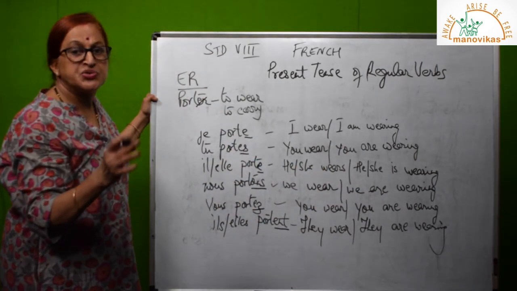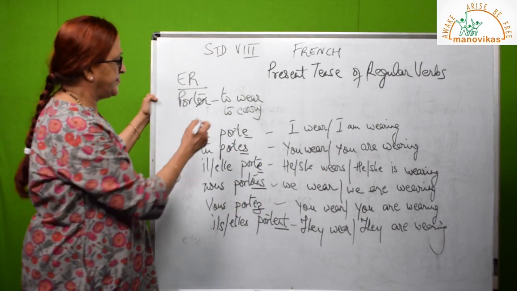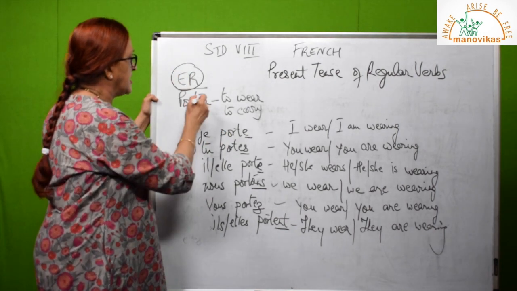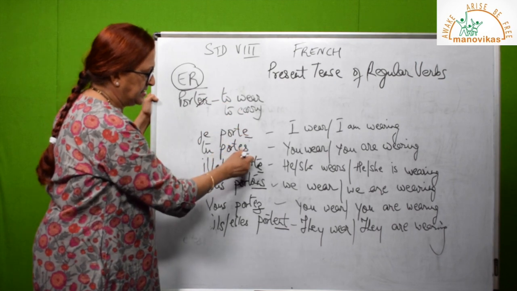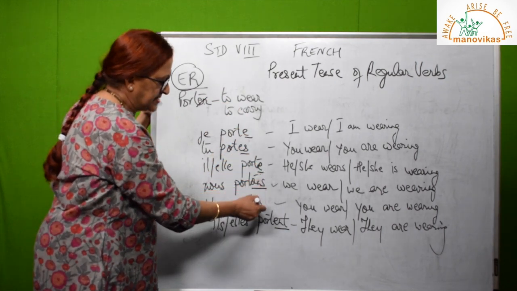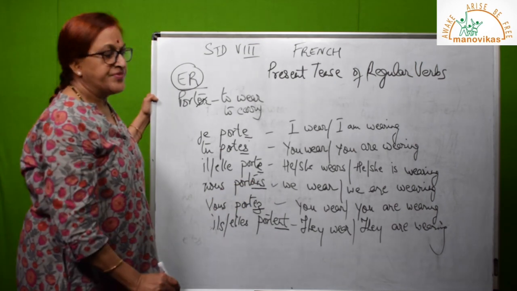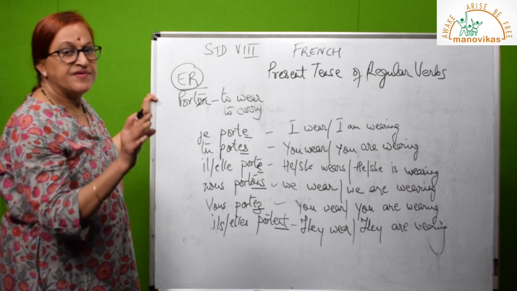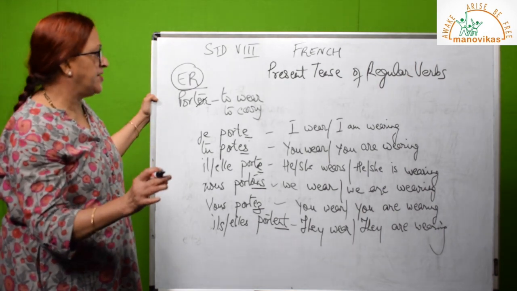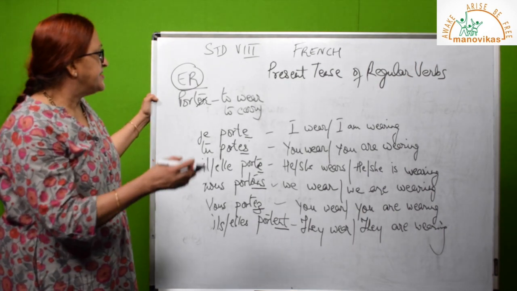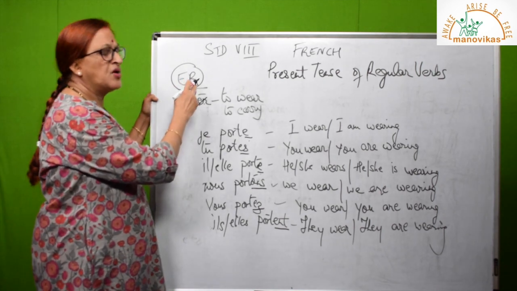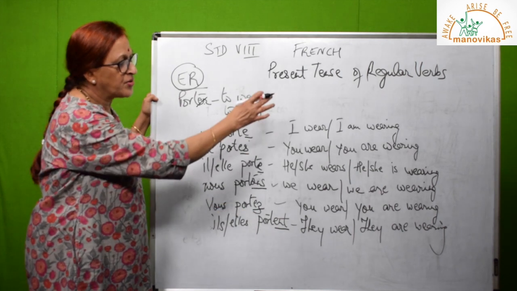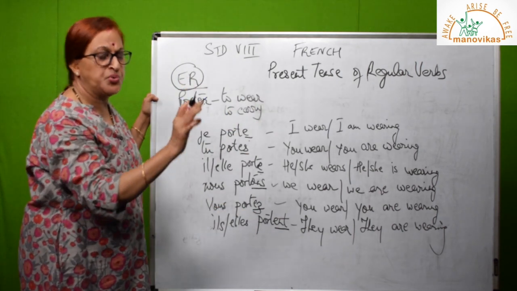So your job is to learn. What do you learn? The rule. What does the rule say? For ER verbs, cut off the ER, add E, ES, E, ONS, EZ, ENT. So, this is your lesson for today. We have learnt one family, that is the ER family. All the verbs, when they end in ER, belong to this family. They will all follow this rule. So, they are called regular verbs because they follow a regular rule.